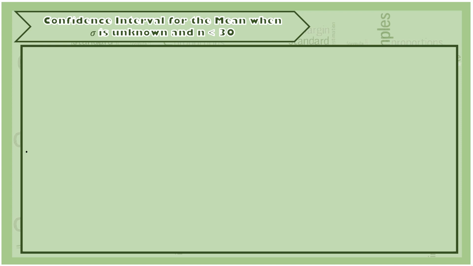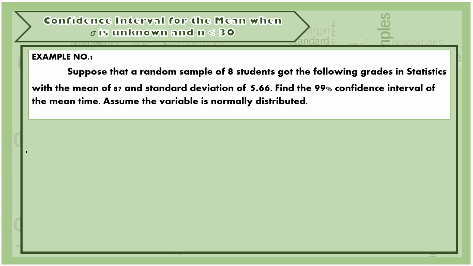By this, we will proceed to example number 1. Suppose that a random sample of 8 students got the following grades in statistics with the mean of 87 and standard deviation of 5.66. Find the 99% confidence interval of the mean time. Assume the variable is normally distributed.